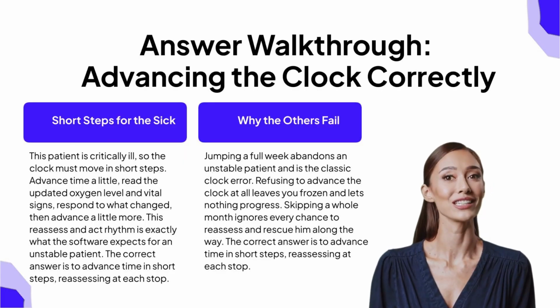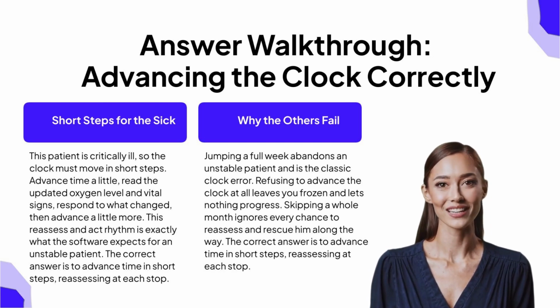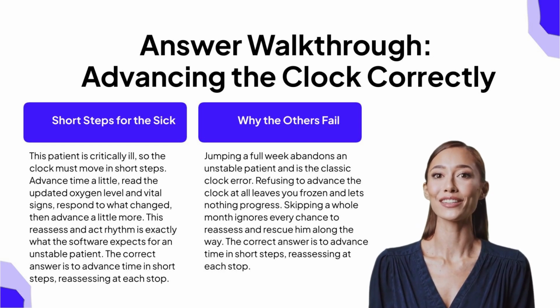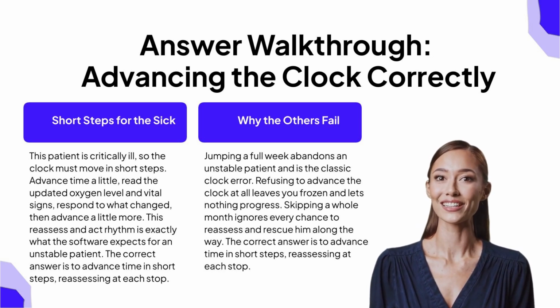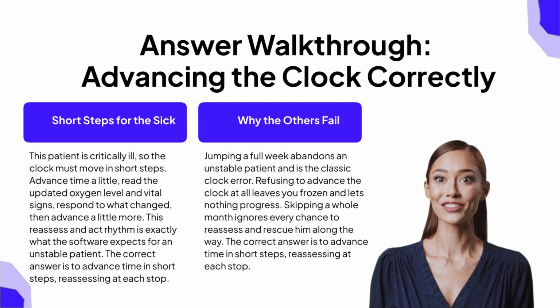Let us break down this answer. First, use short steps for a sick patient. This man is critically ill, so the clock must move in small increments. Advance time a little, read the updated oxygen level and vital signs, respond to what changed, then advance a little more. This reassess and act rhythm is exactly what the software expects for an unstable patient, so the correct answer is to advance time in short steps, reassessing at each stop.